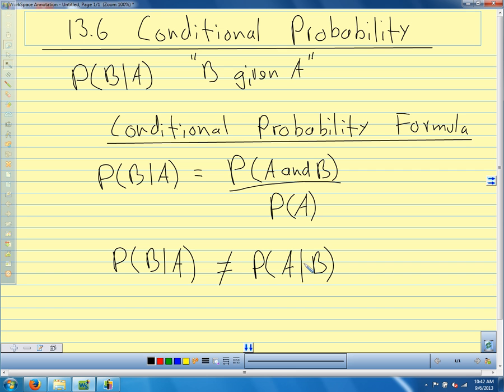So let's look at a calculation using this formula, and then we'll talk about a shortcut. Not necessarily a shortcut, but a different way that we can work with this.